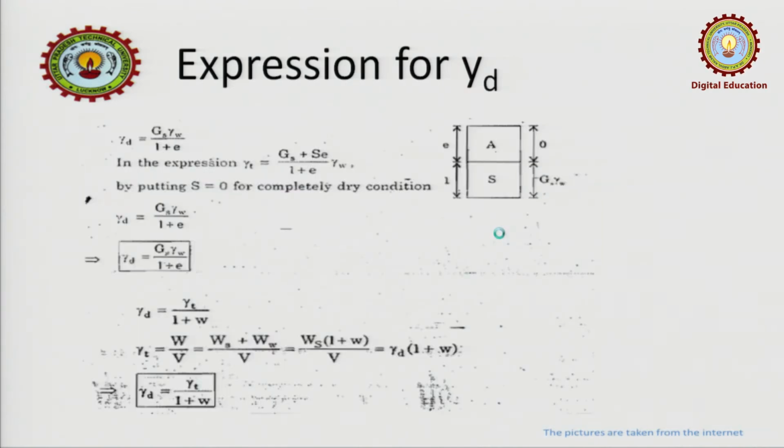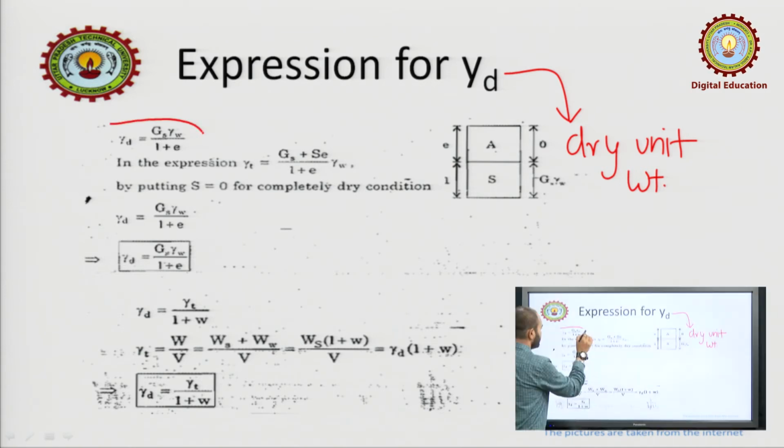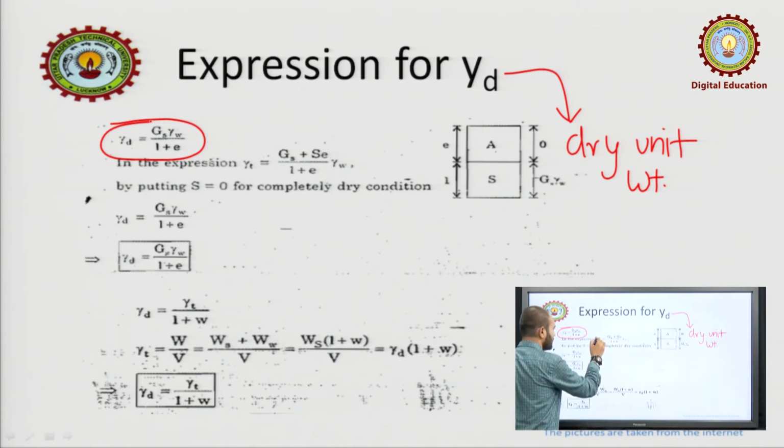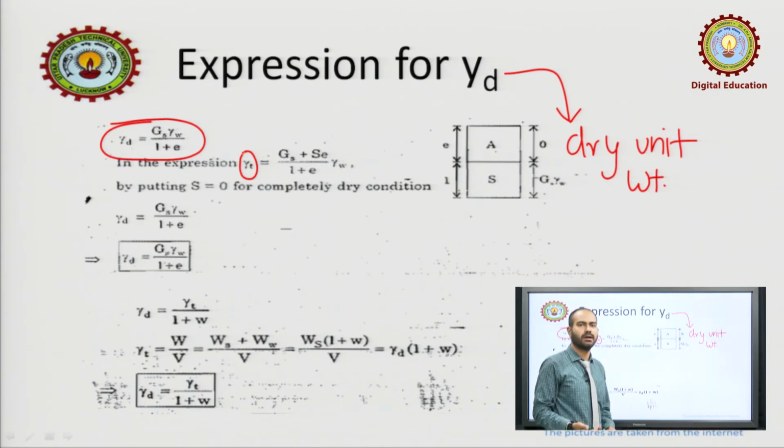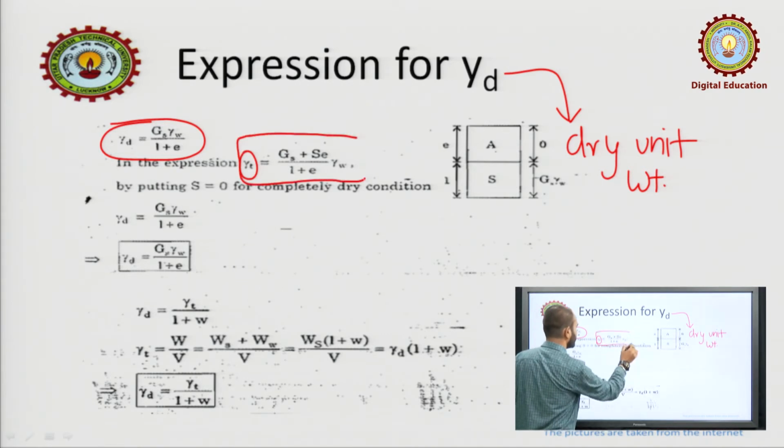Now, gamma D. What is gamma D again? This is for dry unit weight. Dry unit weight. Okay. The final expression becomes Gs gamma W upon 1 plus E. Now, how has this come? Again the same expression, the first one, gamma bulk, because this is the gamma bulk expression and modifications are done in this only to get gamma saturated or gamma D or any other things. So, we first have to remember this, this is the main part, then we modify according to the conditions.